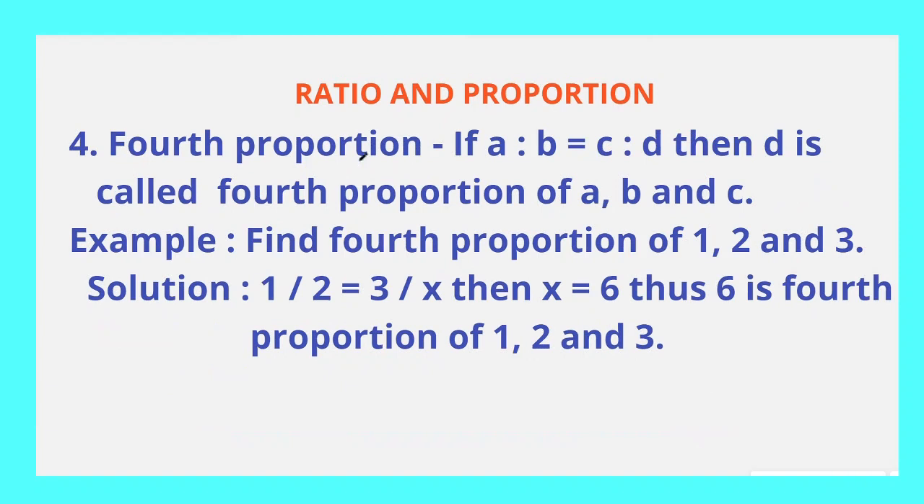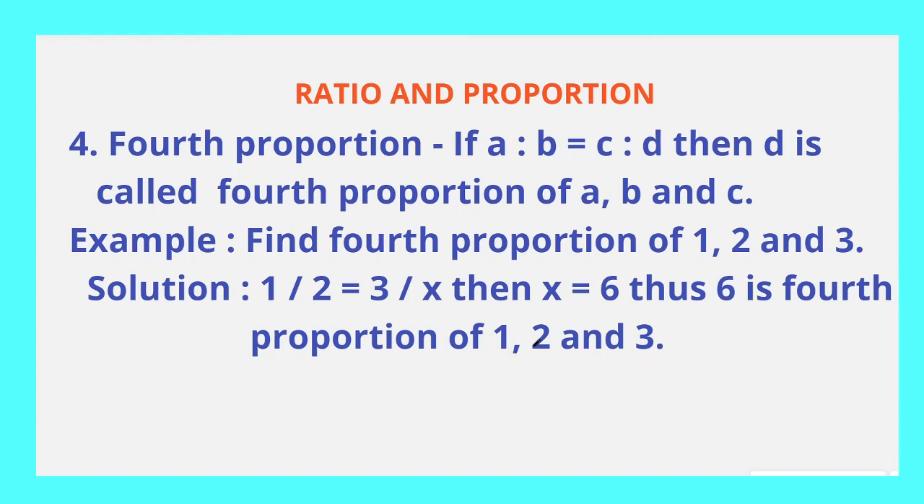Property 4, fourth proportion. If A ratio B equal to C ratio D, then D is called the fourth proportion of A, B and C. We can learn this by one example, and the example is find the fourth proportion of 1, 2 and 3. So the solution is 1 ratio 2, or 1 upon 2, equal to 3 ratio x, or 3 upon x. By cross multiplication we get x equal to 6. Thus 6 is the fourth proportion of 1, 2 and 3.